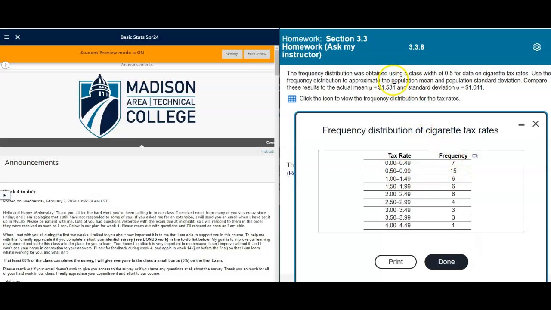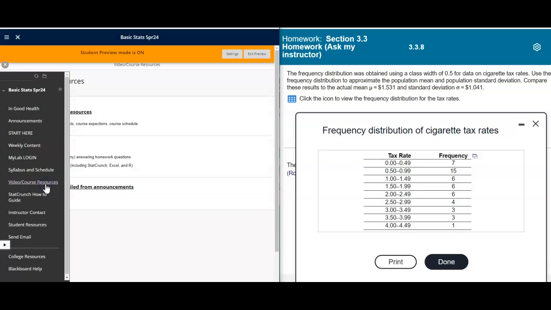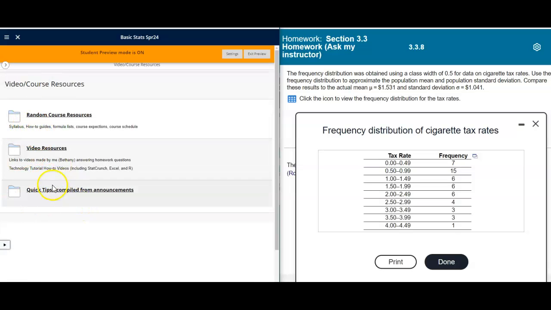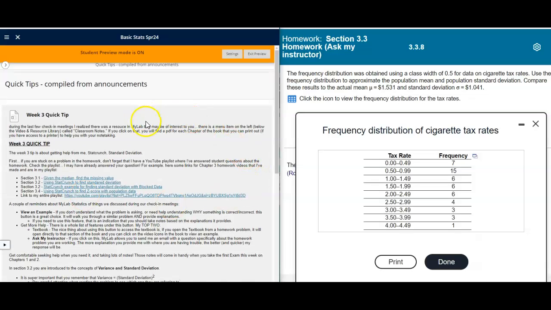Another thing is that we're being asked to calculate the population mean and population standard deviation. Whether things are a population or a sample is super important, and I tried to give you a tip to help with this. I sent the quick tips out as an announcement and an email, but I've also made a folder in our video course resources area called quick tips. If you go there, you'll see that there's a quick tip for week 3.